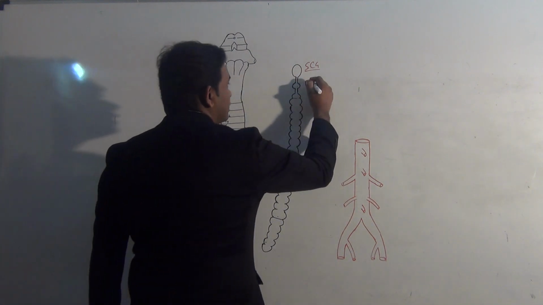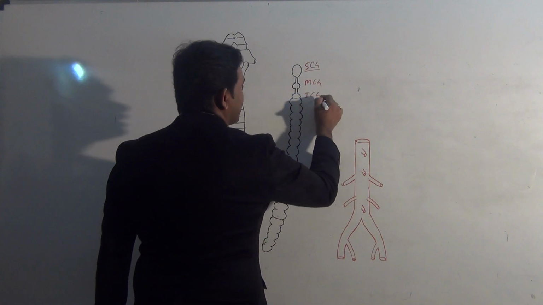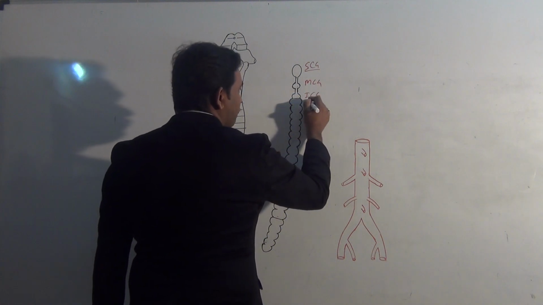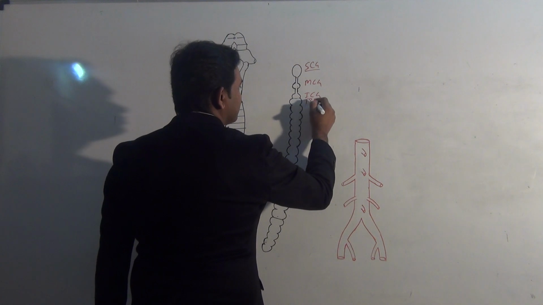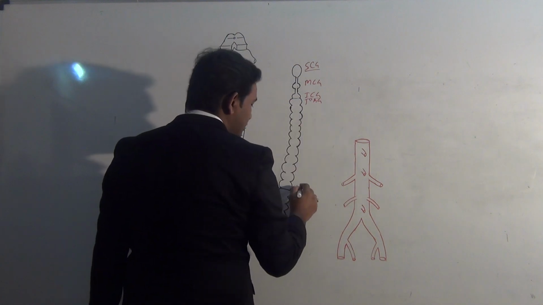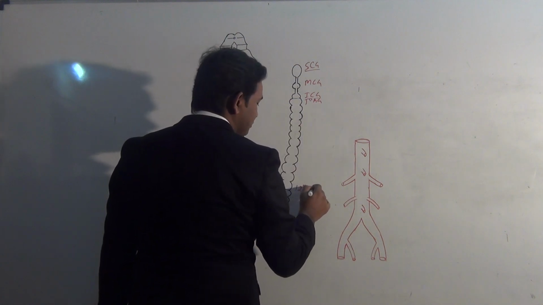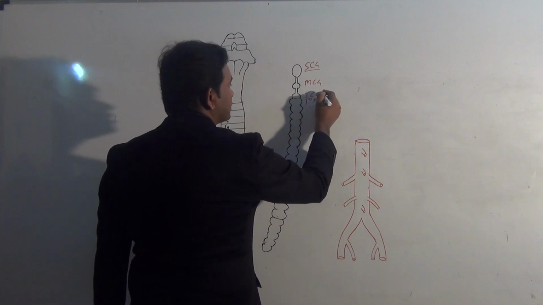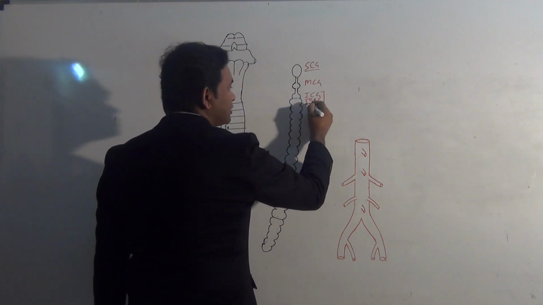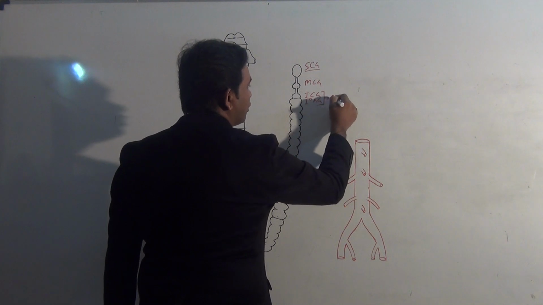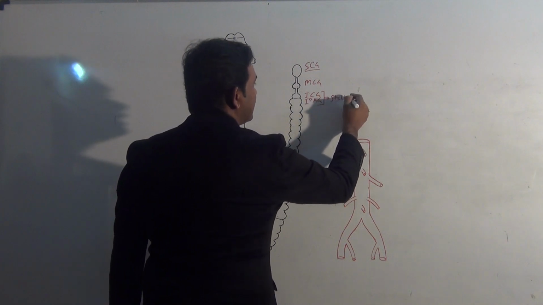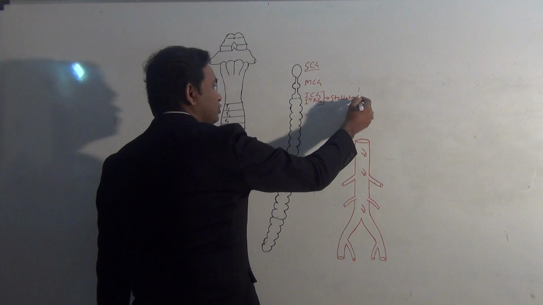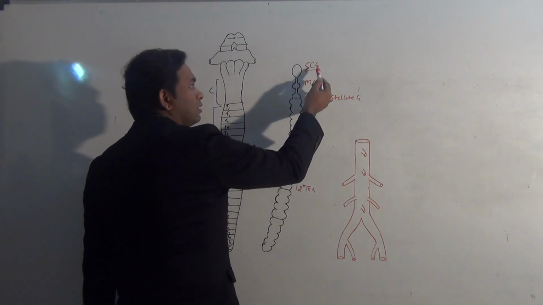This is the middle cervical ganglia. This is the inferior cervical ganglia. This one is the first thoracic ganglia. And this is the 12th thoracic ganglia. So the first cervical ganglia and the first thoracic ganglia fuse to form the stellate ganglia. So this is the stellate ganglia.